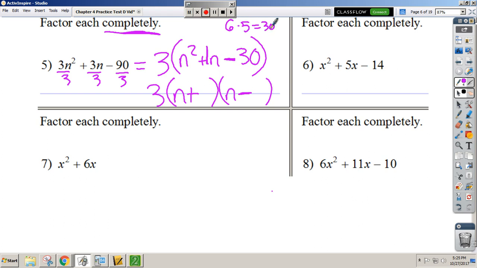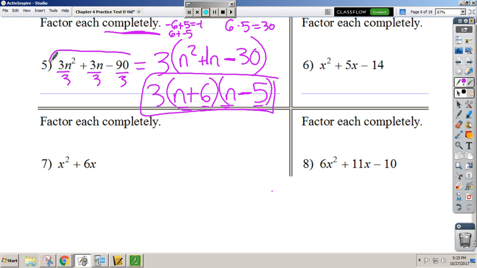And then where are the signs going to go? Well, negative 6 plus positive 5, that would be negative 1. I don't want it to be negative 1. I want it to be positive 1. So 6 plus negative 5 is what works. So the negative will go here. The positive will go here. Now it's completely factored. And you could check to see if that's correct by foiling this out. If you did first, outer, inner, and last, and then multiplied it by 3, you should get back to where you started, and you will.